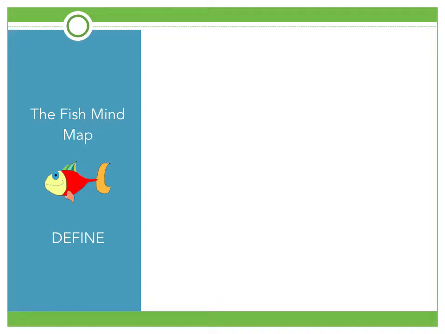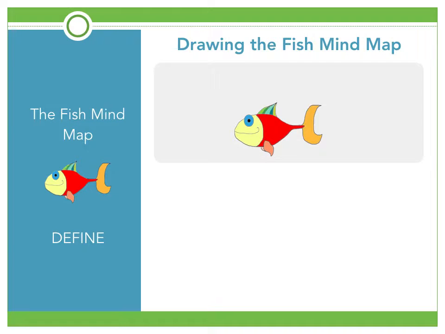Now remember that each mind map is designed to help learners think and engage with information on different cognitive levels. And the fish mind map is linked to the verb define. Let's take a look at this mind map. It is designed to look like a fish, with the key word or topic placed in the eye and the different ideas placed in the body of the fish.